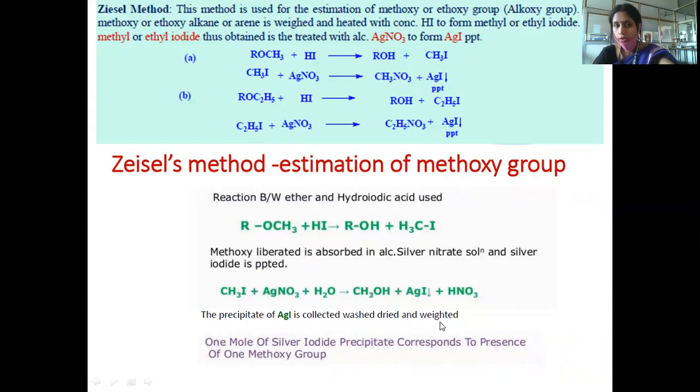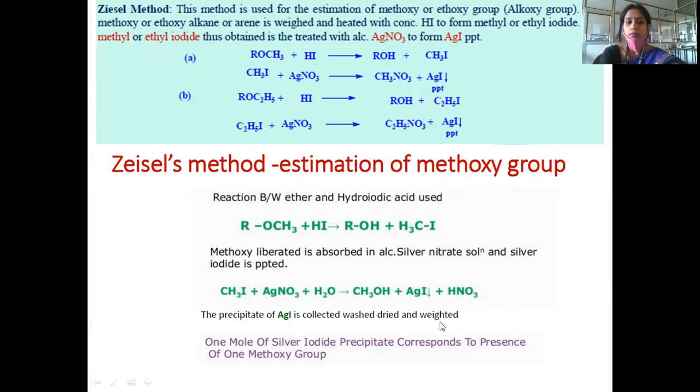Now there is another very important method that is called the Zeisel method. It is used for estimation of methoxy or ethoxy or the alkoxy group. What is done is that the alkoxy alkane or the arene is first weighed and heated with HI. So it gives alcohol and alkyl halide. Then this alkyl halide is made to react with silver nitrate. So silver iodide will be precipitated.